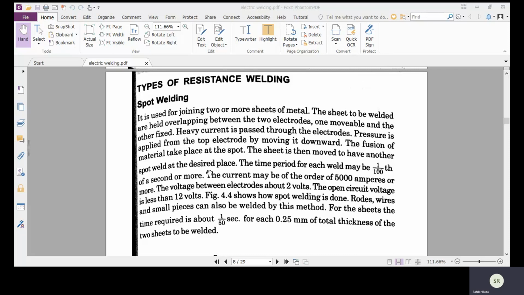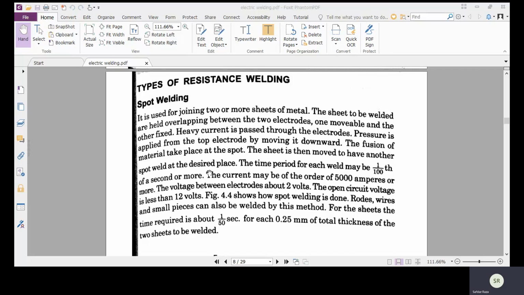Dear students, in the last lecture we discussed the basic introduction of electric welding, its advantages and the associated disadvantages. After this we went on to the types of welding methods and how we can classify welding. And after this we gave some introduction about resistance welding. Today we are going to discuss the types of resistance welding.